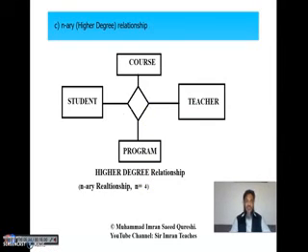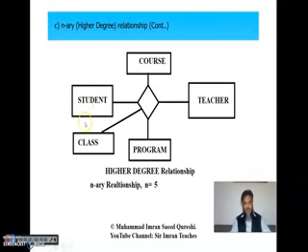We can check a still higher degree, there is 5. So now student studies a course from a teacher in a program in a class. So now 5 entity classes are taking part in a relationship. This becomes the higher degree relationship. And as we have here 5 entity classes participating in this single diamond, single relationship, this is known as n-ary relationship with n equal to 5. So this is the way we design the relationship and we describe the degree of relationship.